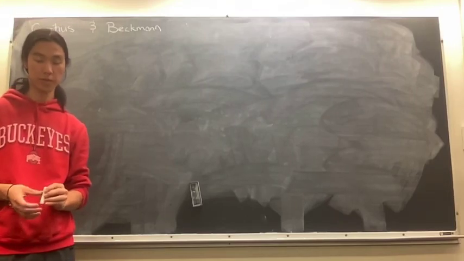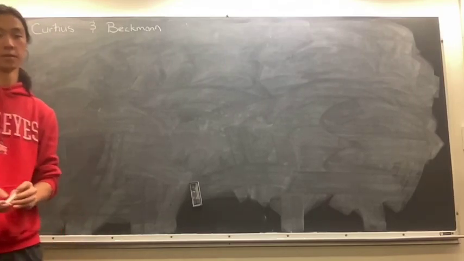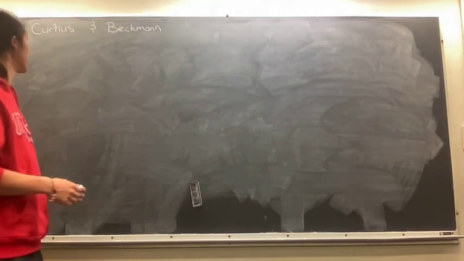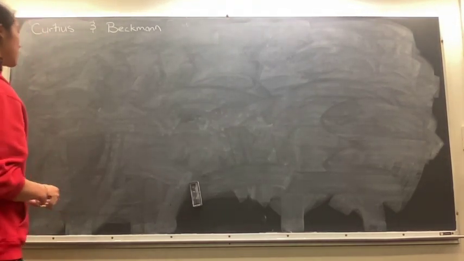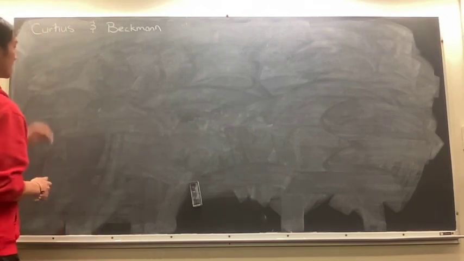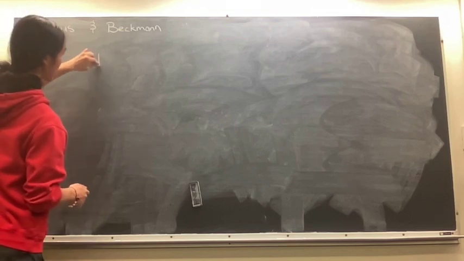So we're going to be talking about the Curtius and the Beckmann. The Curtius is basically developing an isocyanate from an acid chloride, and we're going to basically start with acid chloride or acyl chloride.